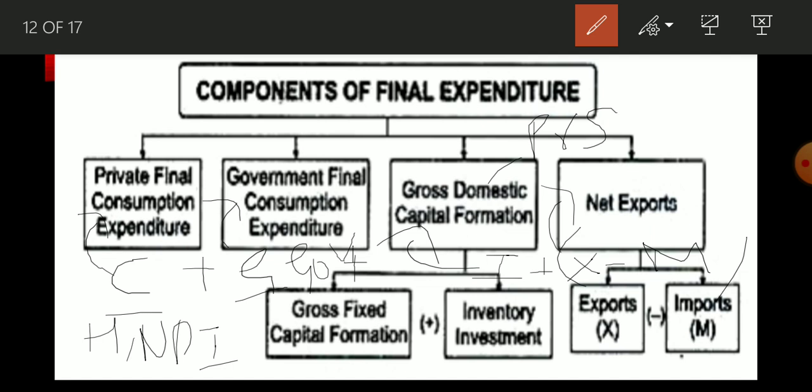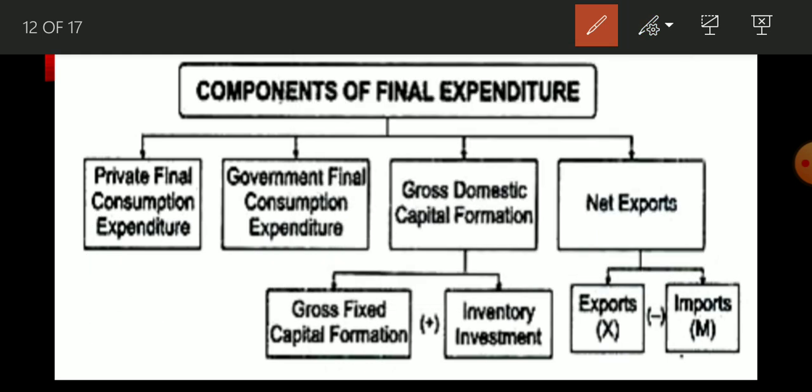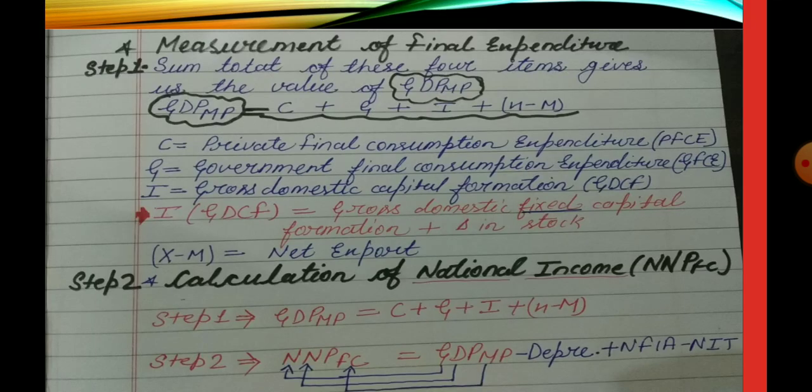Now, how do we calculate gross domestic capital formation? It is the sum total of two things: gross fixed capital formation and change in stock. And net export, how do we calculate? When we subtract import from export. Now, methods for measurement of final expenditure. When we are using the expenditure method, what do we get? We get GDP MP when we add C plus G plus I plus X minus M.